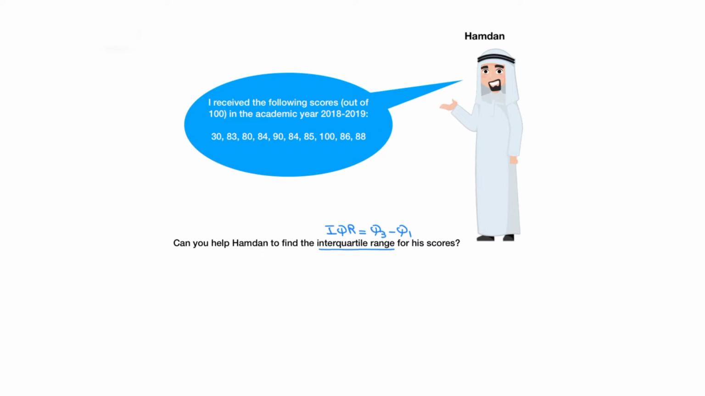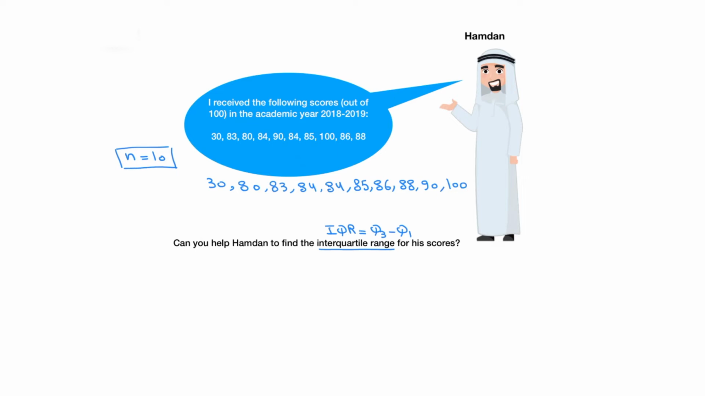As we can notice, my data set is not ordered. So first of all, we need to order the values from smallest to largest. So we write 30, 80, 83, 84, another 84, 85, 86, 88, 90, and 100. As we can see, n here equals 10 because the number of values in this data set is 10.